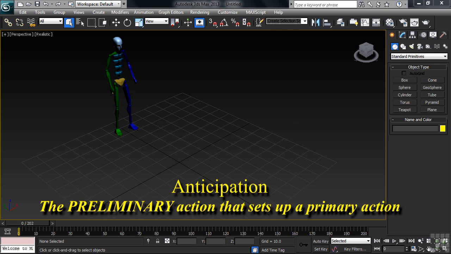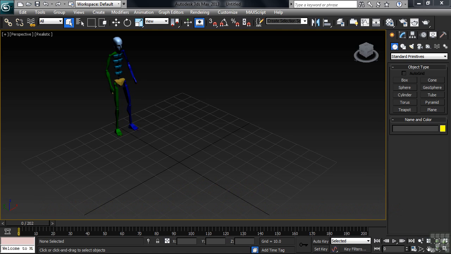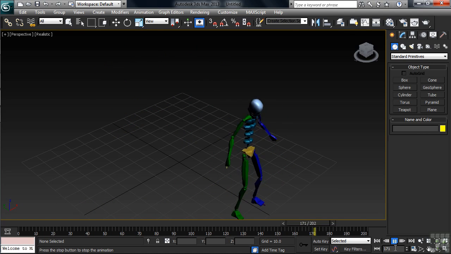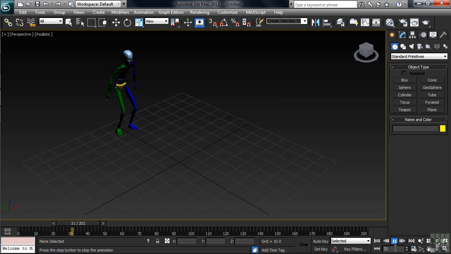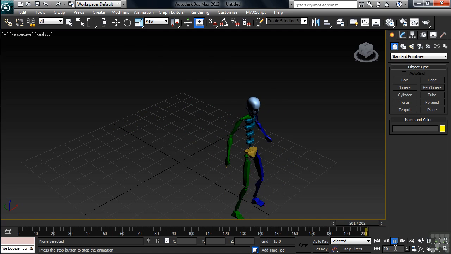Simply put, anticipation is a preliminary action that sets up a primary action. It's used to cue or prepare the audience for what is about to happen. Here, watching the character swing his arms back and forth, we anticipate that he'll thrust his weight forward as he jumps. The preliminary action is his forward and back arm swings. The primary action is the jumping motion itself.